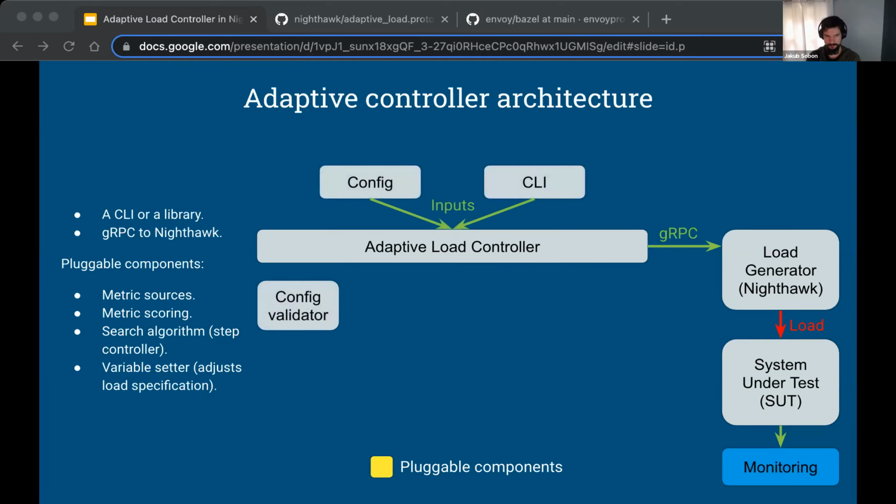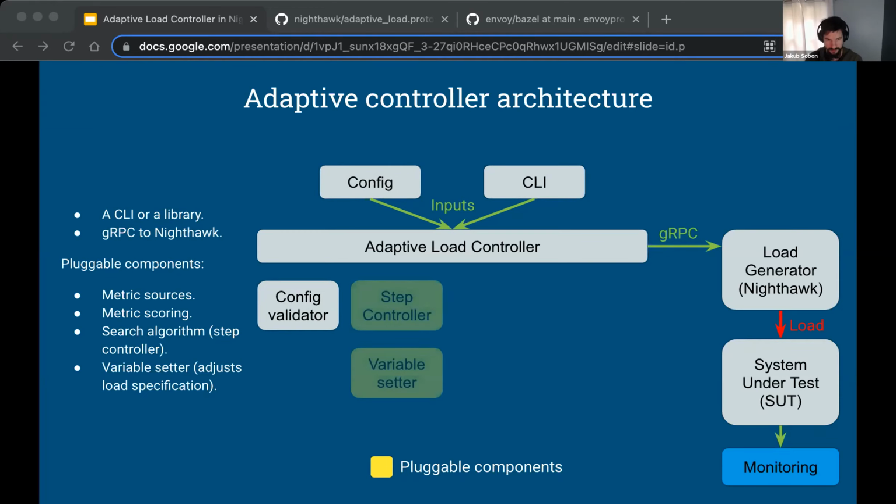The adaptive controller receives configuration in the form of a protocol buffer. We will be looking at that one a little bit later, and it validates its own configuration for sanity. The way the users interact with the adaptive load controller is a command line tool at the moment. So you execute it as a command with various flags.